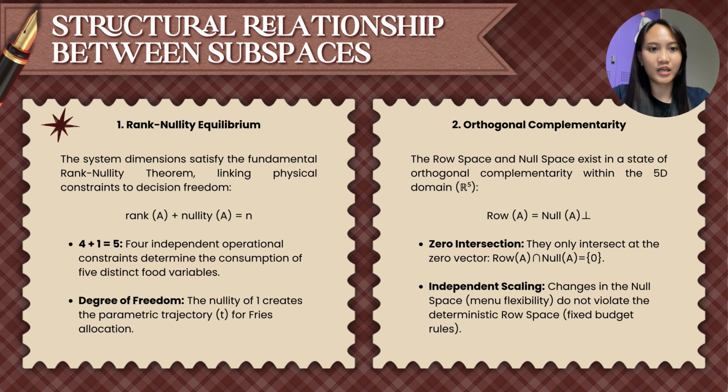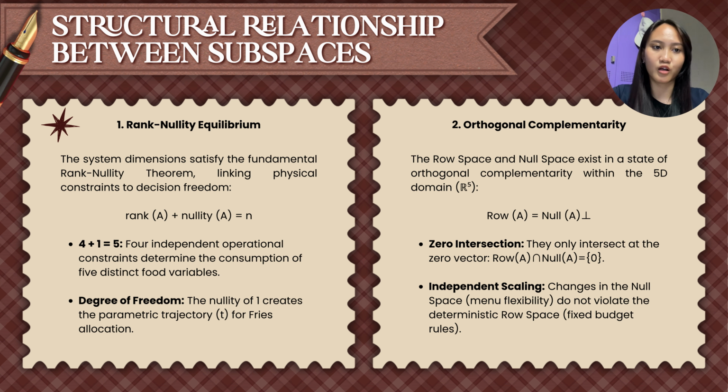First, the rank-nullity equilibrium. Our system's dimensions perfectly satisfy the fundamental rank-nullity theorem, where rank A plus nullity A equals n, which is 5 total decision variables. This 4 plus 1 equals 5 balance shows that our 5 independent operational constraints strictly lock down 4 dimensions of our project, leaving exactly 1 degree of freedom, our parametric trajectory t for flexible price allocation.